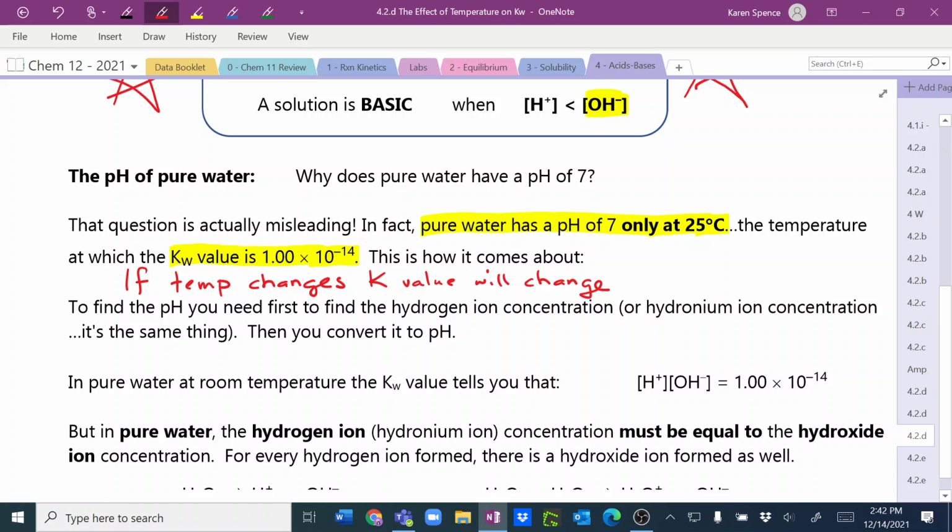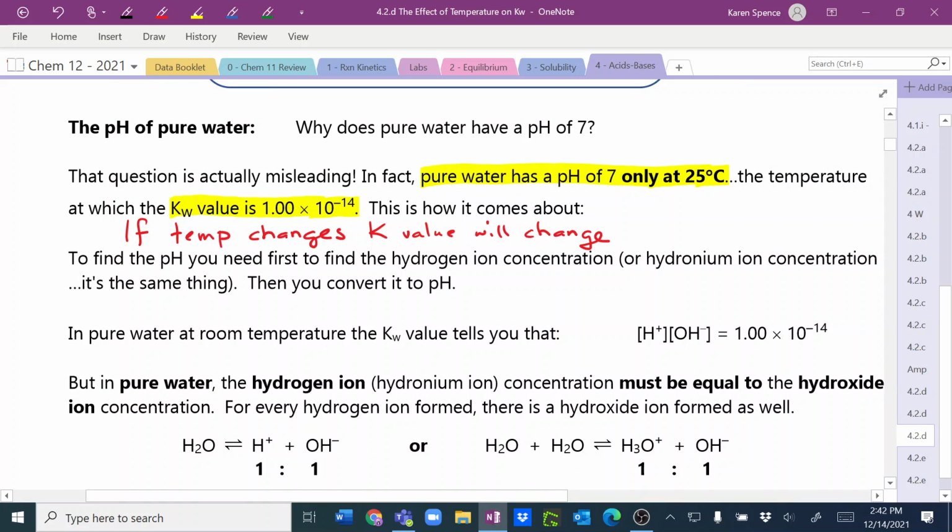Now, let's do a little bit of math here. To find the pH, you need to know the hydrogen ion concentration, yes? What formula would you use to go from hydrogen to pH? pH is equal to negative log of hydrogen, because the P part means negative log, yes? So before we can find the pH in pure water, we need to find the hydrogen.